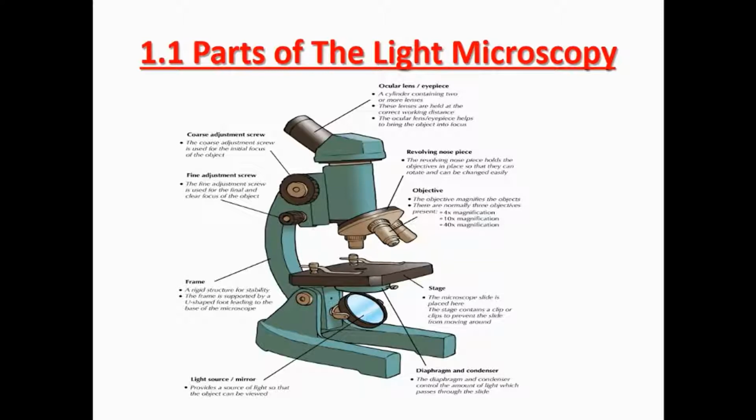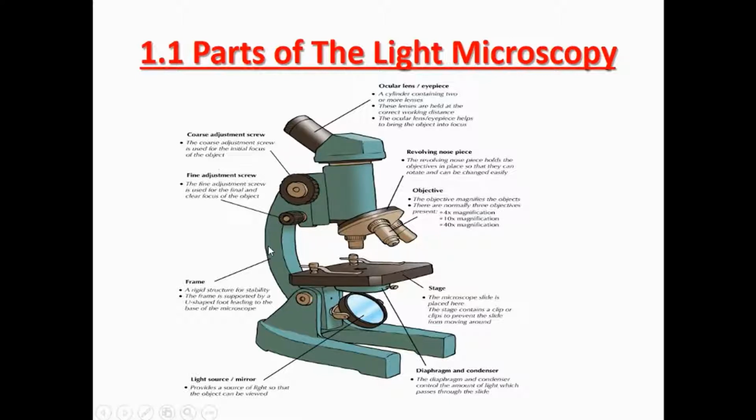This is the light microscope, and there you can see the parts of the light microscope. Here is what is called an eyepiece or the ocular lens, but just simply call it the eyepiece. This is cylindrical, black, containing 2 or more lenses, as you can see there.